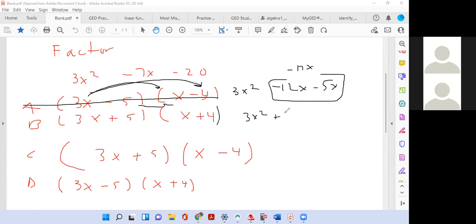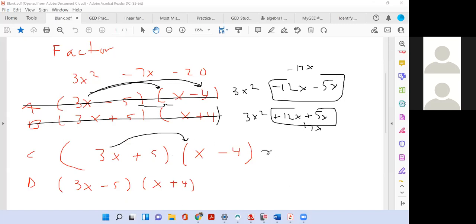3x times 4 is 12x. 5 times x is a positive 5x. Again, our middle term is minus 7. This will give us 17x. That can be B.